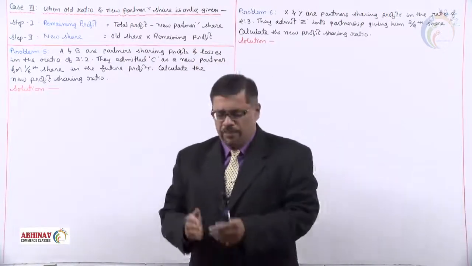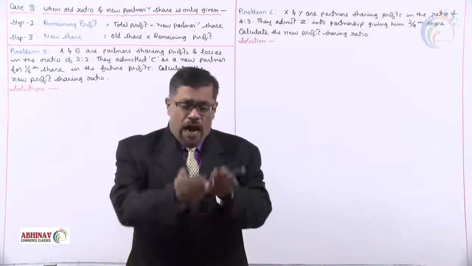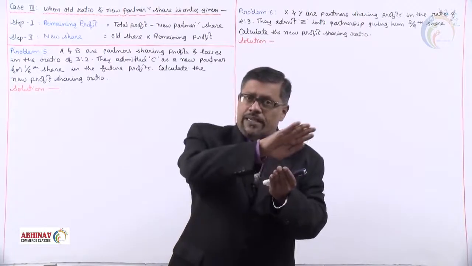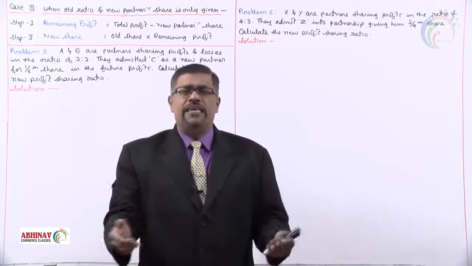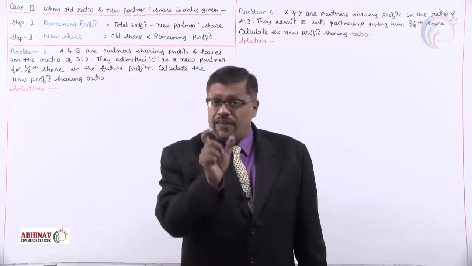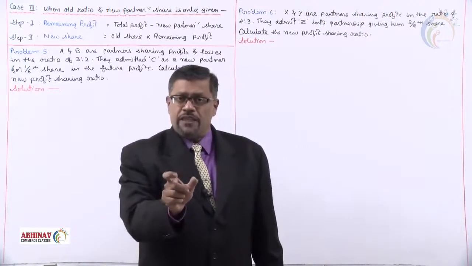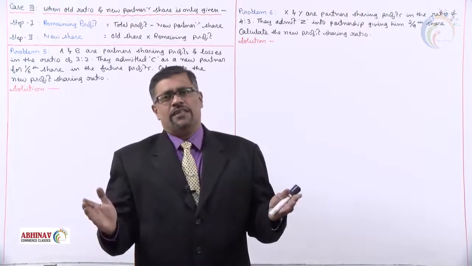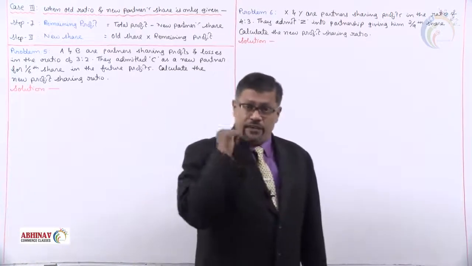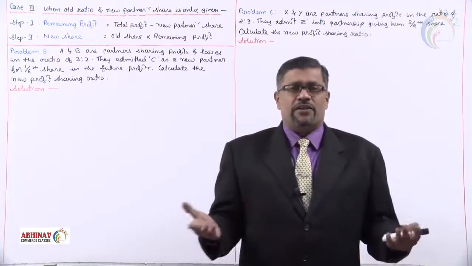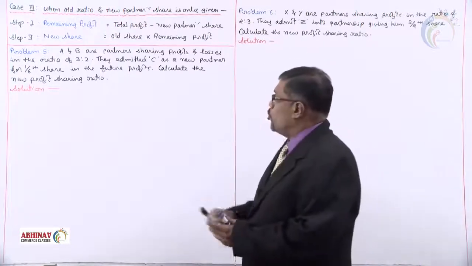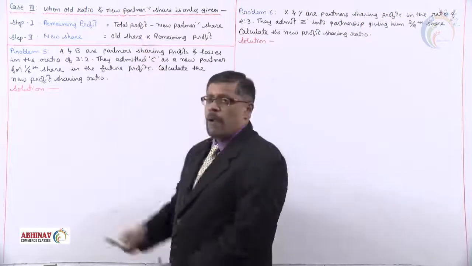Say for example, the profit is 1 lakh. Out of that 1 lakh, 20,000 we are giving to the new partner. How much is the profit left? 80,000. How do we get it? Total profit minus new partner share. But the only thing is, here when you subtract, that will be in fractions because that's a ratio, and this total profit will not be given.